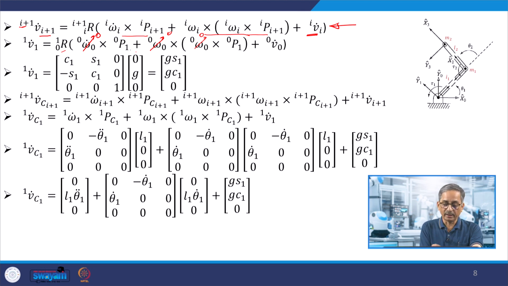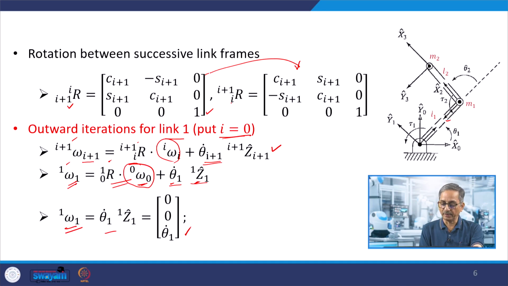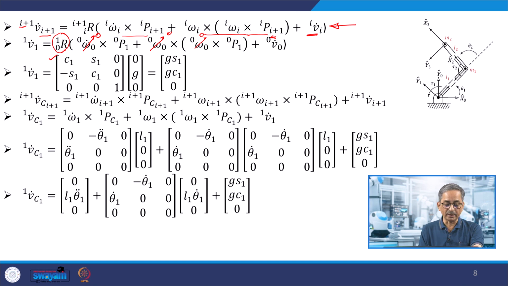Now, in this one everything is expressed in terms of the 0th frame. So, I use a rotation matrix here in order to express it in terms of the first frame. This is my R 0 with respect to 1. This one I got from this equation, by substituting i equal to 0. I substitute over that, and this acceleration of the base we have assumed is in the positive y direction, the y0 direction. So, this is 0, g, 0.